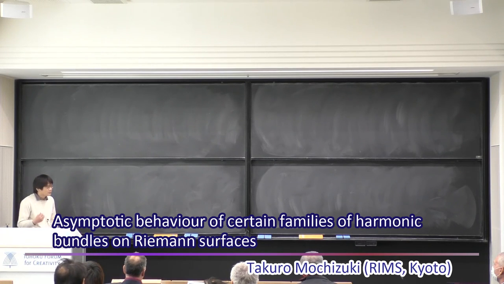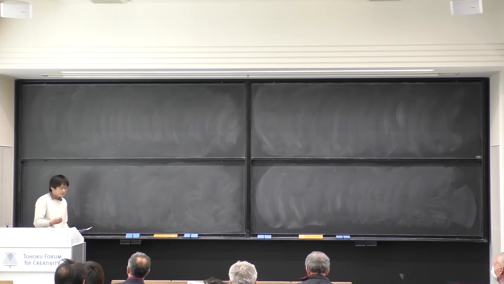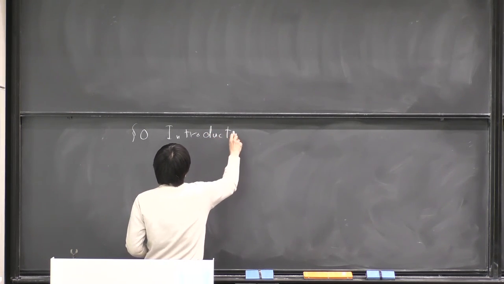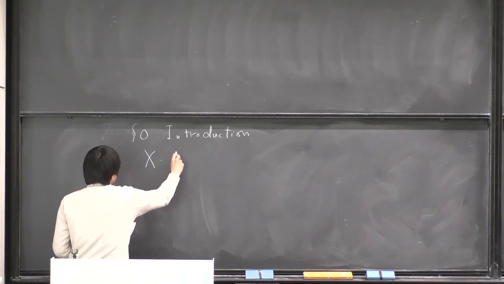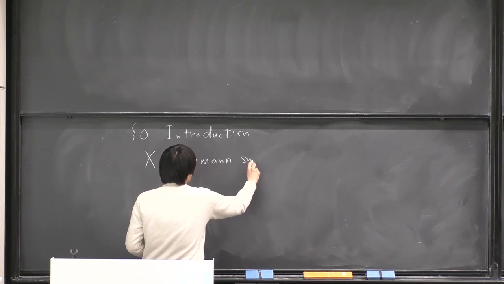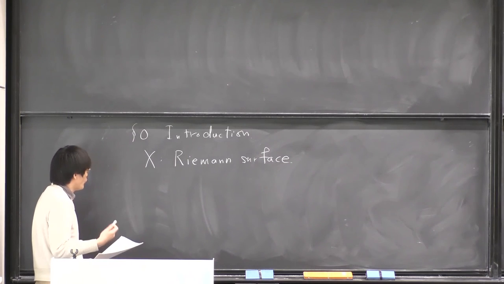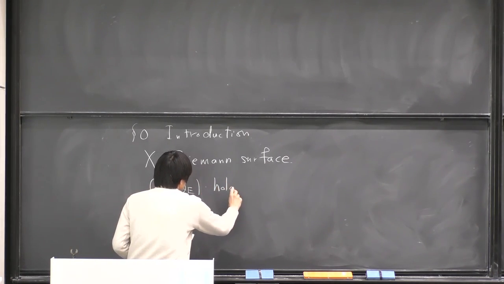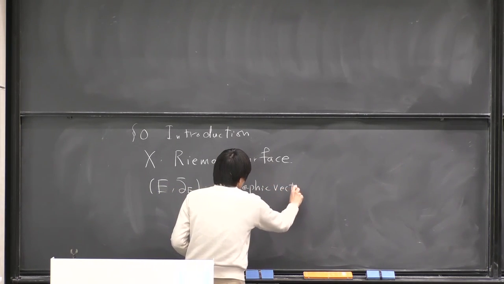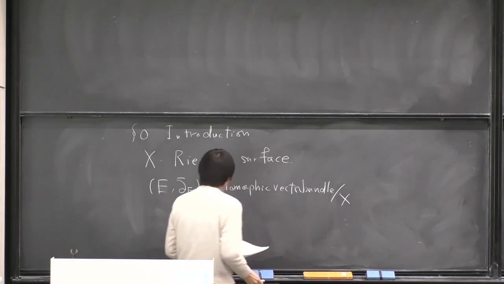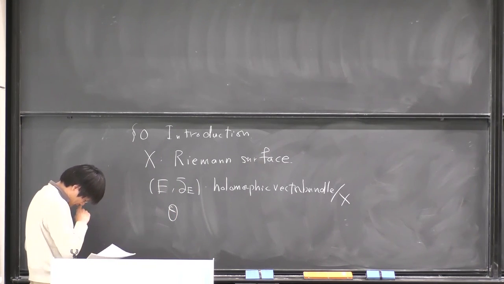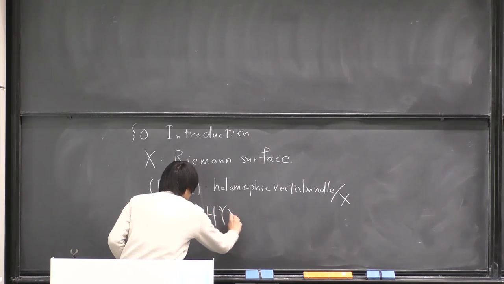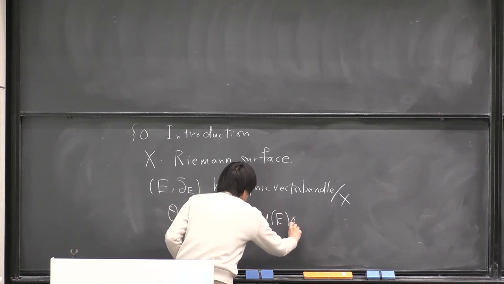So today I will talk about the asymptotic behavior of some families of harmonic bundles. Let me begin with the definition of harmonic bundles. Let X denote a Riemann surface. We consider a Higgs bundle on X, where (E, ∂̄_E) denotes a holomorphic vector bundle on X, and let θ denote a Higgs field, which is an endomorphism-valued holomorphic one-form on X.